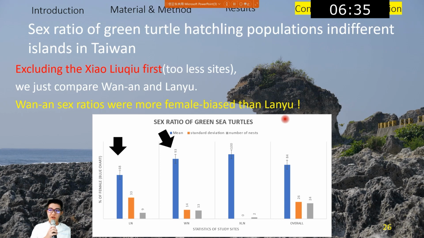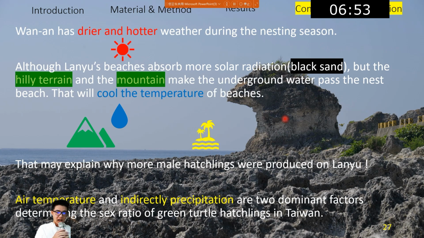And the sex ratio of green sea turtle. I need to exclude the Xiaoliuqiu first because there's only 2 nests. The data there is too less. So we just need to focus on Wan'an and Lanyu. Wan'an sex ratios were more female biased than Lanyu. And here's the reason I think. Wan'an has drier and hotter weather during the nest season. You know that I just mentioned, the hotter the temperature, the higher the percentage of female.